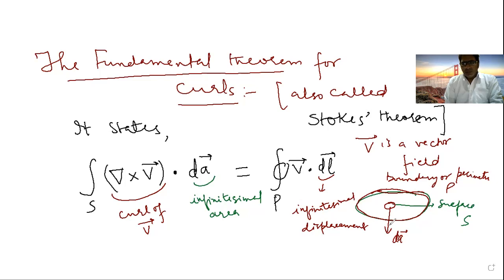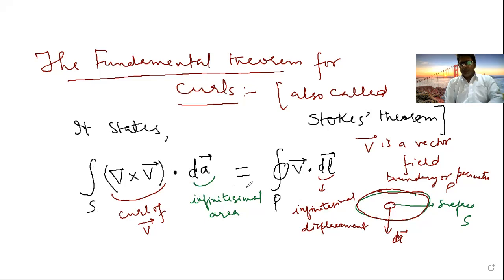Now we have some surface. We divide that surface into small area elements, and represent each area element by a vector dA, which is taken perpendicular to the surface. Then we find the curl of the vector field, dot that curl with this area vector, then add those dot products. That means integrate over the whole surface S. That's my left hand side.